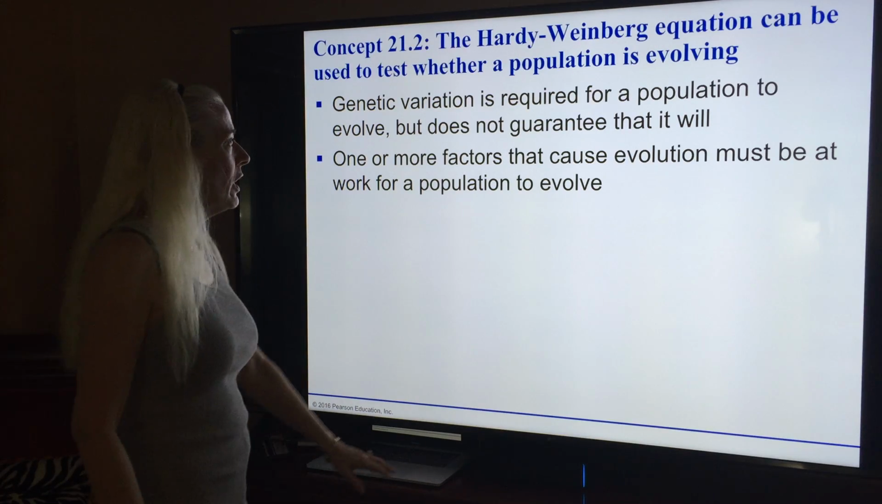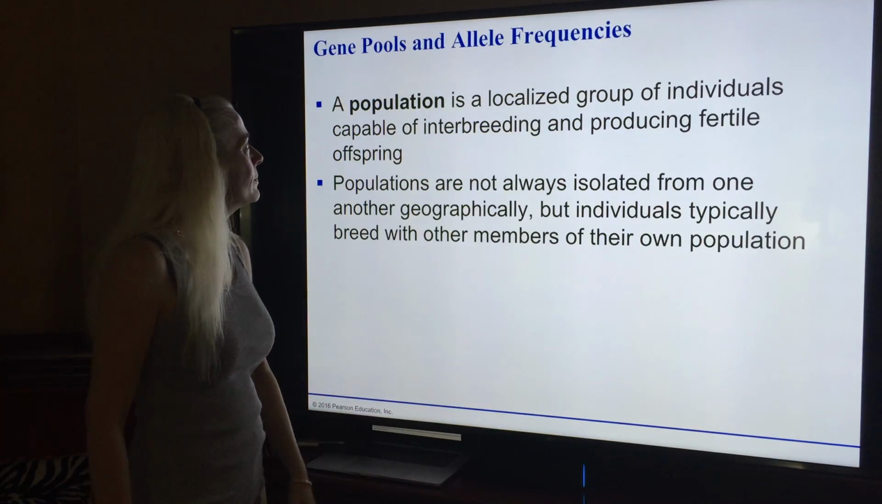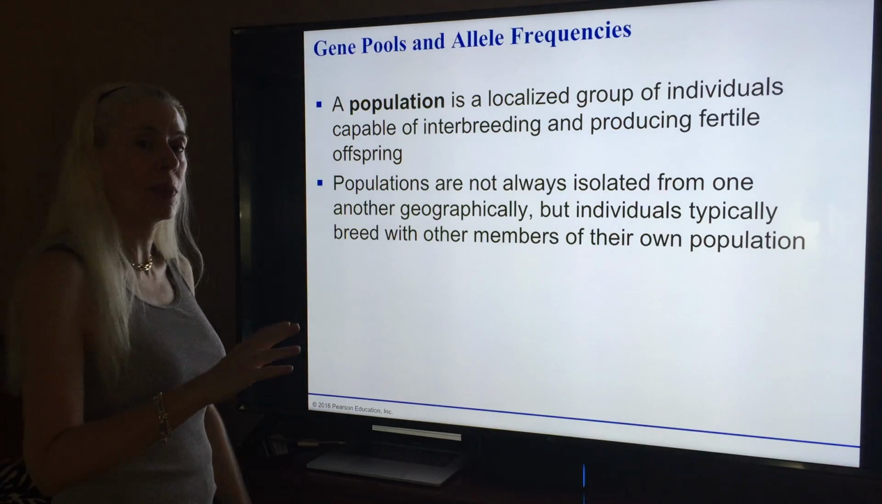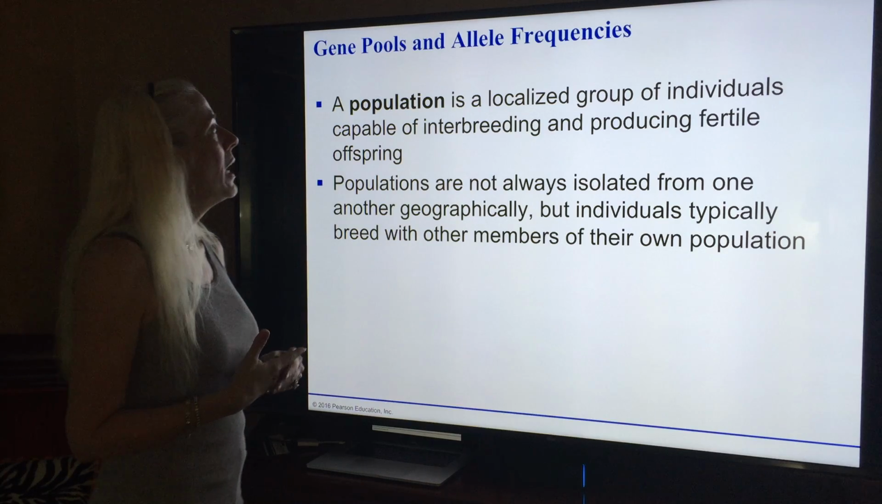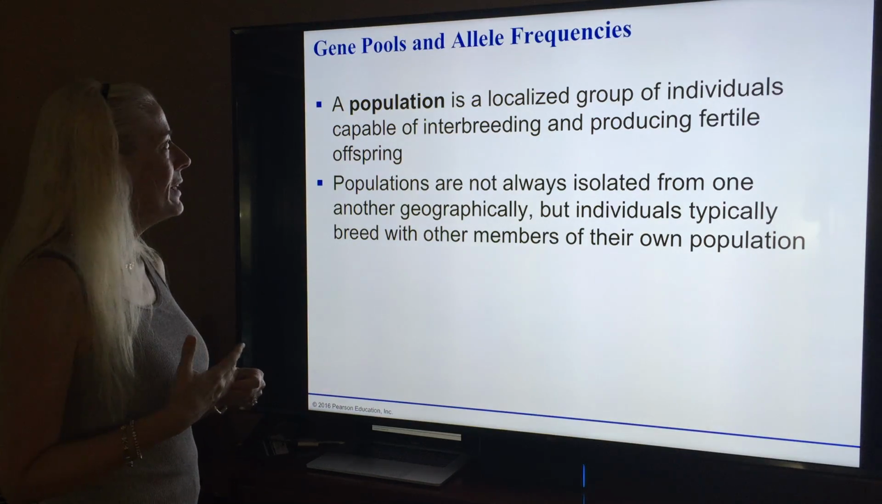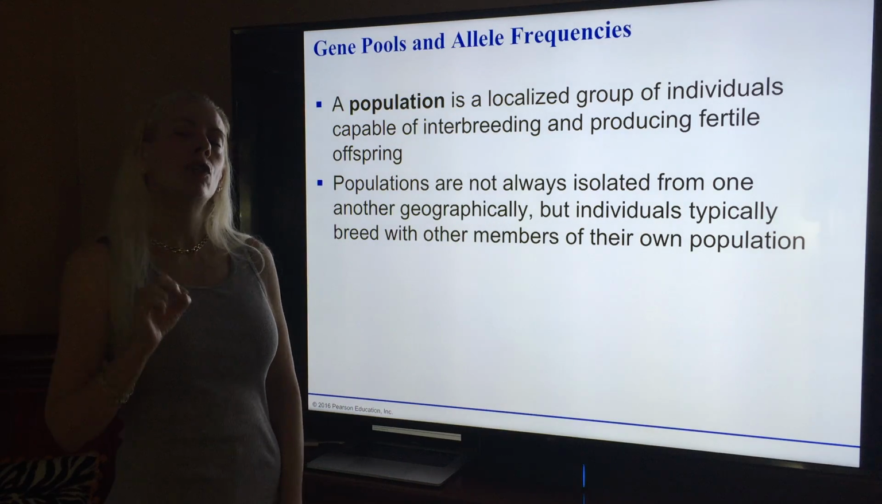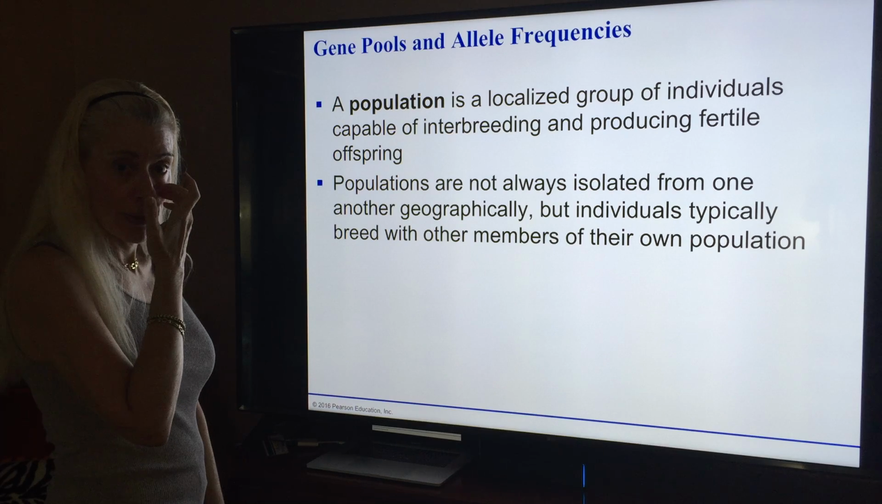Okay? One factor that causes evolution must be at work for a population to evolve. What is a population? We need to know what a population is, because if we're talking about populations evolving, it's kind of good to know what a population is. A localized group of individuals capable of interbreeding and producing fertile offspring. Fertile offspring is hugely important. Hugely important. And it usually says in nature, okay?